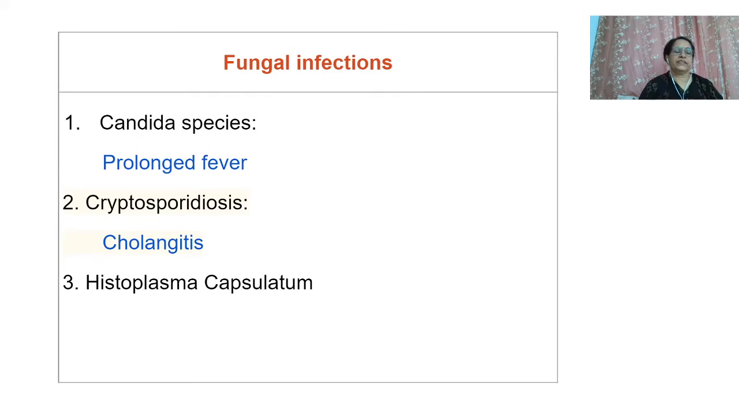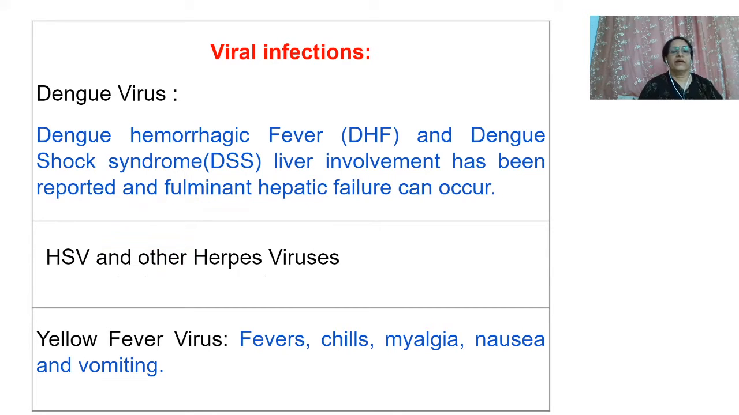Next is a fungal infection. Candida species, which is a unicellular yeast, causes infection of the liver, where prolonged fever is the main symptom. Then the second fungus is Cryptosporidium parvum, which causes cryptosporidiosis, and the name of the disease is cholangitis, that is infection of the gallbladder. Histoplasma capsulatum, which is again a unicellular fungus, also causes infection of the liver, and similar types of symptoms are observed here also. An important category is viruses.